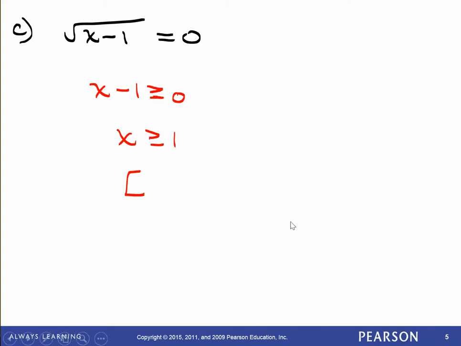Alright, hopefully we did it here. Again, it's x greater than or equal to 1, so we have a bracket. And again, bracket means we're including that number. And then we're going off to infinity. Kind of funny infinity symbol, but it should be infinity.